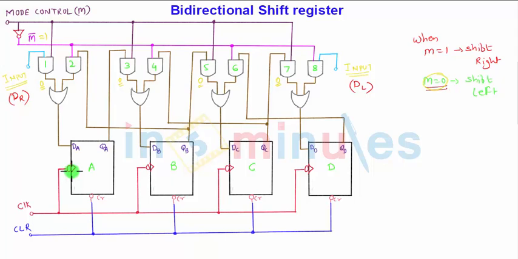Now this is how, with the help of a single pin, that is nothing but the mode control pin here, you can control the bidirectional shifting of the data, shifting left or shifting right. So that's all about the bidirectional shift register. What we have seen is the 4-bit bidirectional shift register particularly.